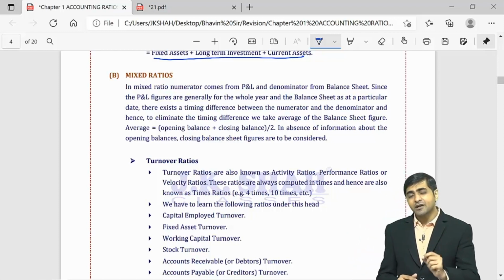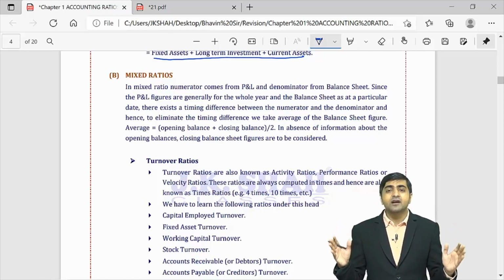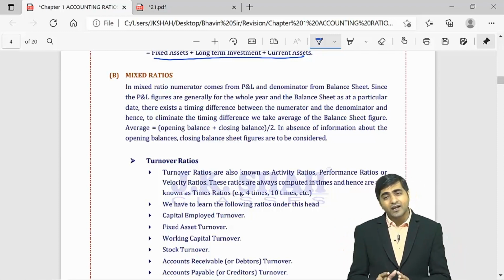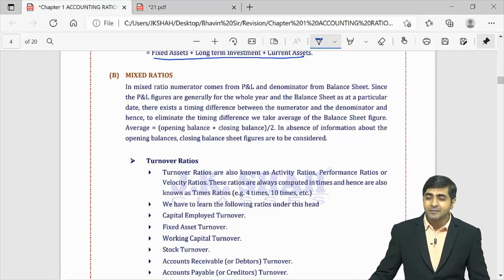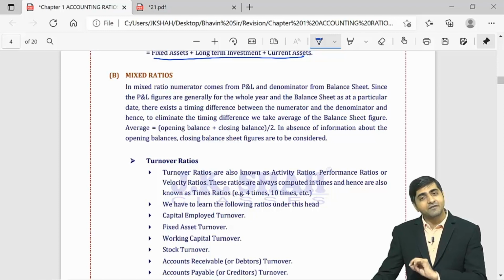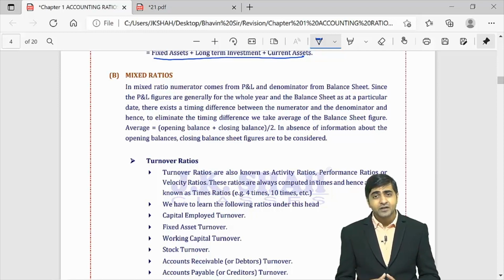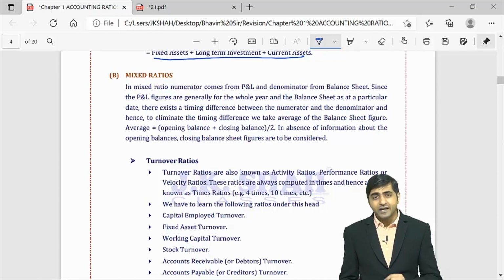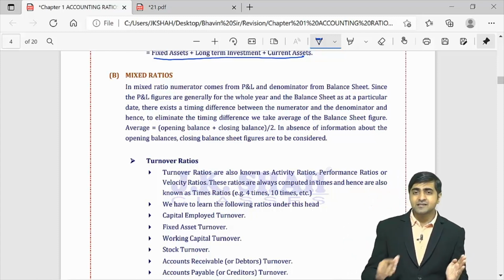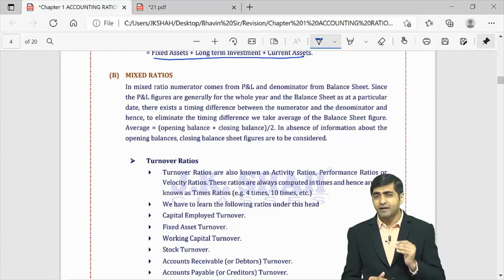And guys, when we are considering any particular figure from the balance sheet, that is nothing but the figure as on a particular date. So when there is a figure which is pertaining to the entire year and we are comparing that with the figure as on a particular date, it means that there is going to be some timing difference and we need to eliminate that timing difference first. So how do we eliminate the timing difference? By taking the average in the denominator. So guys, whenever we are talking about mixed ratios, always remember that we have to take the average of your denominator. So we should have opening balance, we should have closing balance, and in the denominator we'll be taking the average, that is opening plus closing divided by 2.